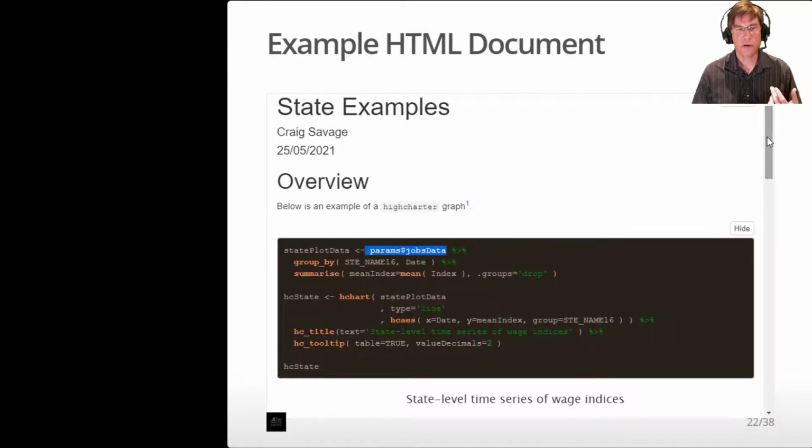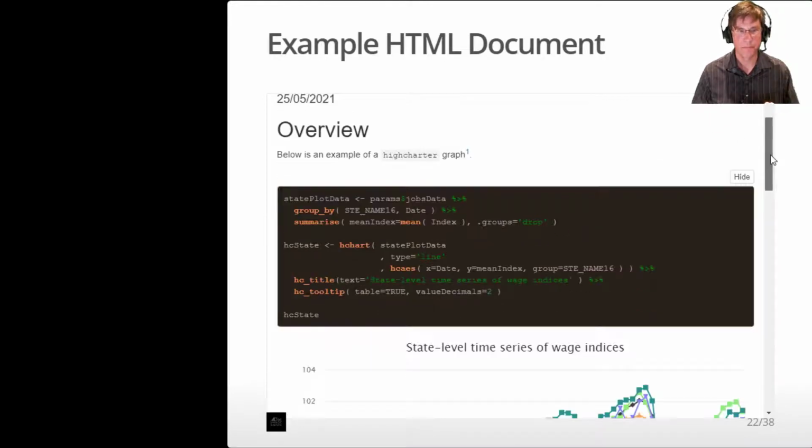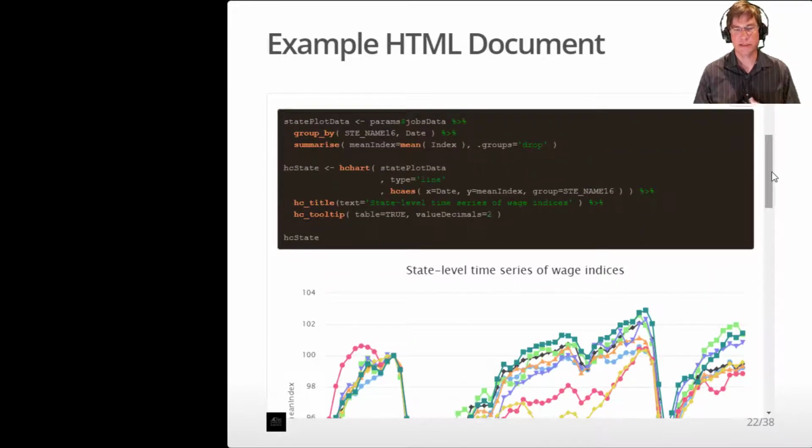And so if I show all code, my state plot data, I'm grouping by state and date and looking at the average of the index. Perhaps I should be weighting it, but for demonstration purposes, this is fine. And then my chart is that data. I'm making it a line chart. And then HCAES is similar to the aesthetics from ggplot by design. ggplot is one of the first things you learn when you learn R visualization, and so many of the other visualization tools try to emulate it a bit.